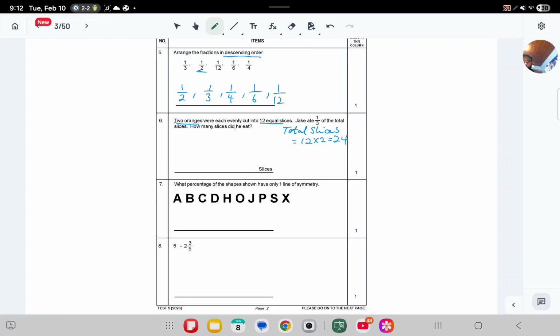He ate 1/3 and asks how many slices did he eat. So to find out how much he ate, that'll be 1/3 of the total slices, which is 24. 3 into 3, 1. 3 into 24 is 8. So it is 8 slices.